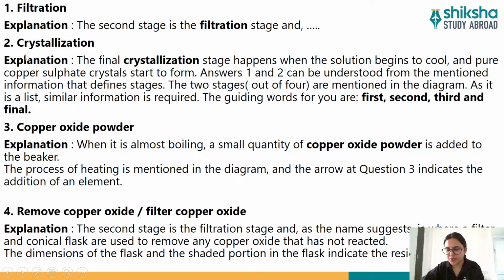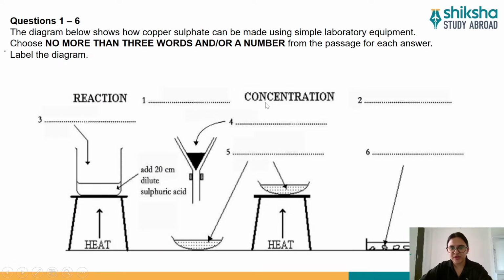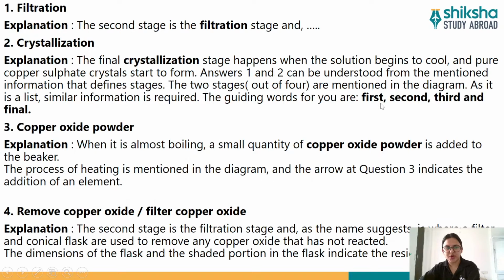Let's see the second one as well to understand it better. All right, coming to concentration. After the first, there is written "concentration", and there is a blank again after concentration. So let's see what answer they have put. They have put crystallization. Let's try to understand why crystallization can come in the second blank. I have given the explanation as well. The final crystallization stage happens when the solution begins to cool and pure copper sulfate crystals start to form. So answers 1 and 2 can be understood from the mentioned information that defines the stages.